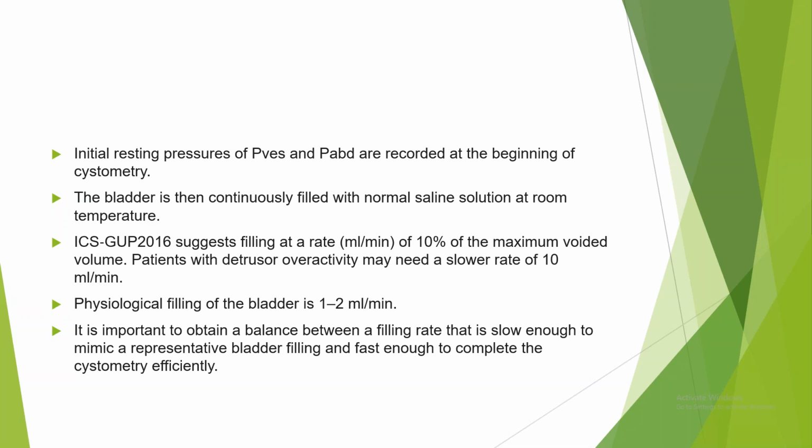Now, at what rate should we fill the bladder? Still, there is no consensus, but what they recommend is 10% of your voided volume. So if the voided volume is 500 ml, we should fill at around 50 ml per minute. Actually, the physiological rate is 1 to 2 ml per minute, but we can use up to 10% of the maximum voided volume.